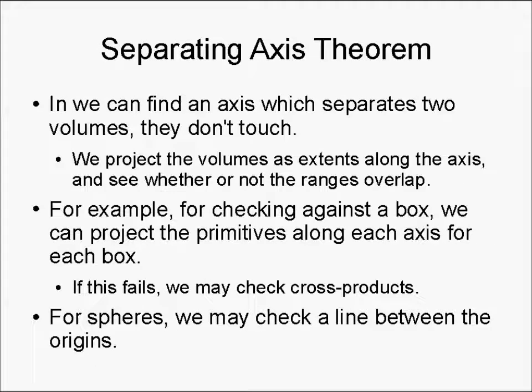Separating axis theorem. If we can find an axis which separates two volumes, they don't touch. We project the volumes as extents along the axis, and see whether or not the ranges overlap. For example, for checking against a box, we can project the primitives along each axis for each box. If this fails, we may check cross products. For spheres, we may check the line between the origins.